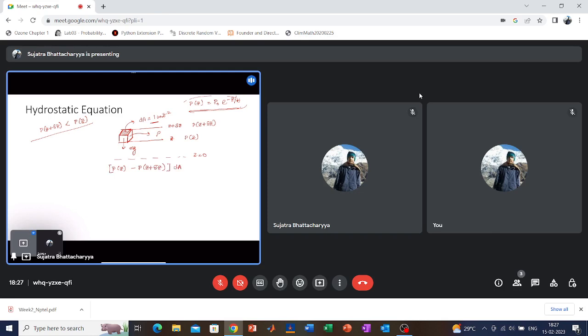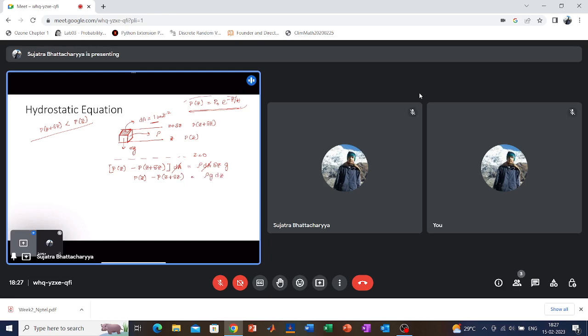But dA is unity, that I will manage. So that will be equal to mass into gravity, and mass is what? Rho into dA into delta Z. That is, density into volume is mass. So into g. That is the equation. Okay, fine. Now dA will of course get cut out. So what I am having is P of Z minus P of Z plus delta Z, that will be equal to rho g dz.